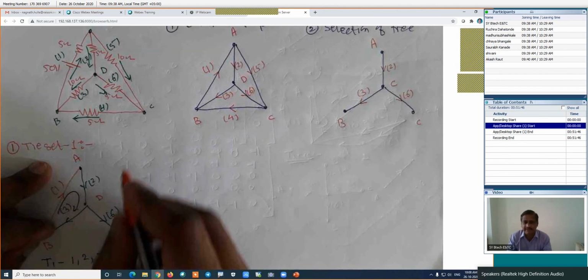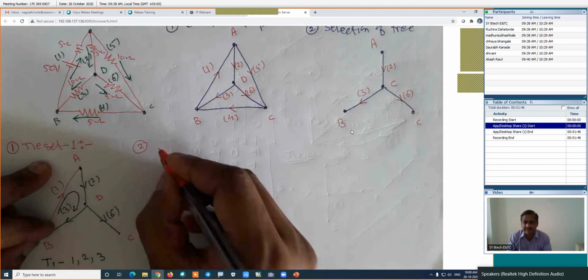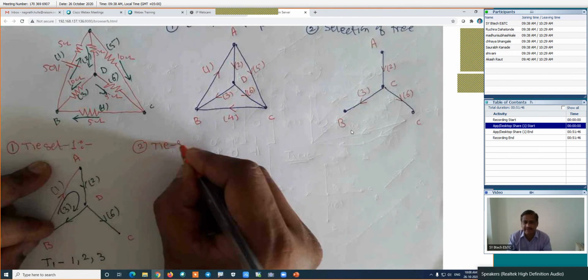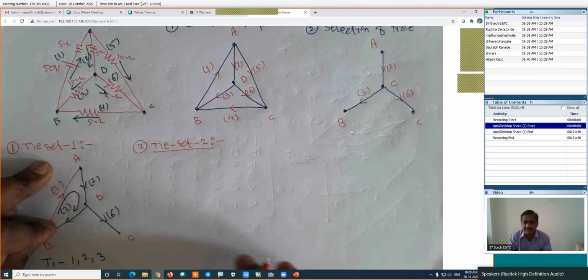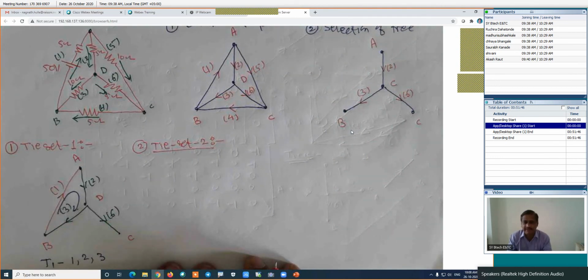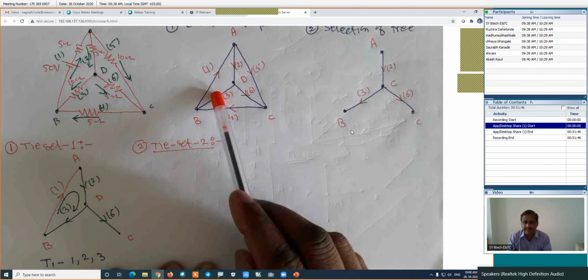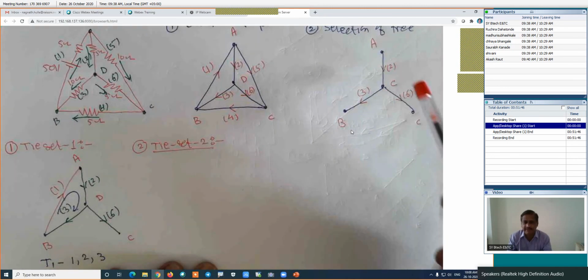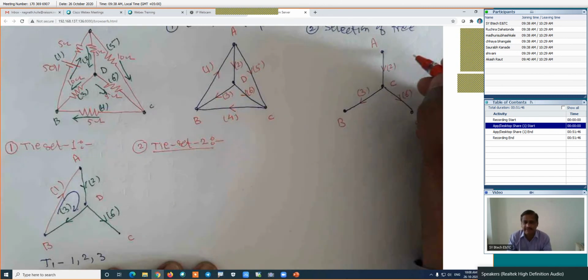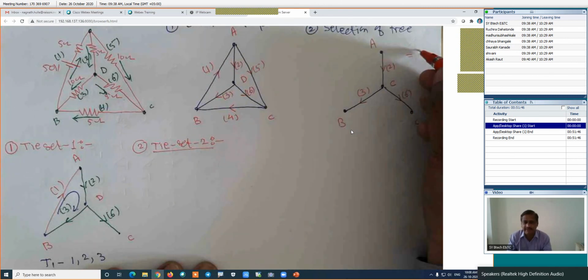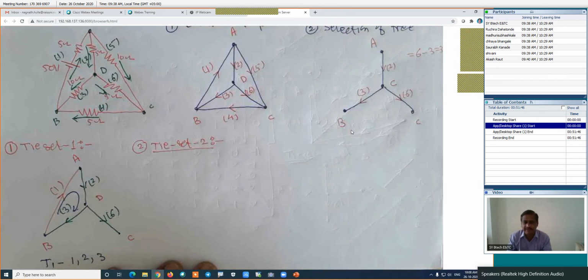Then I will prepare the tie set number 2. How many tie sets will we have? The number of tie sets is equal to the number of co-tree branches. The definition of co-tree branches is the total number of branches minus the number of tree branches. Total number of branches is 6, and we have 3 tree branches. So in this case, the number of tie sets is 6 minus 3, which is equal to 3. We will have 3 tie sets.